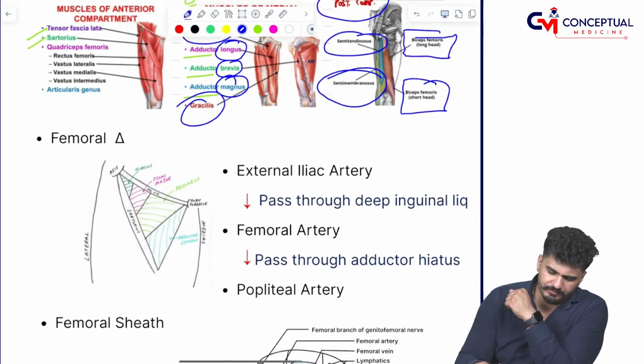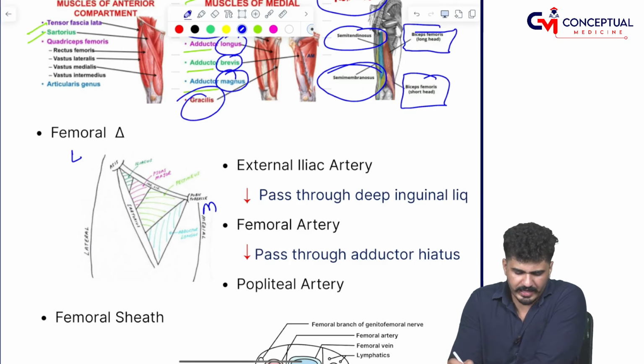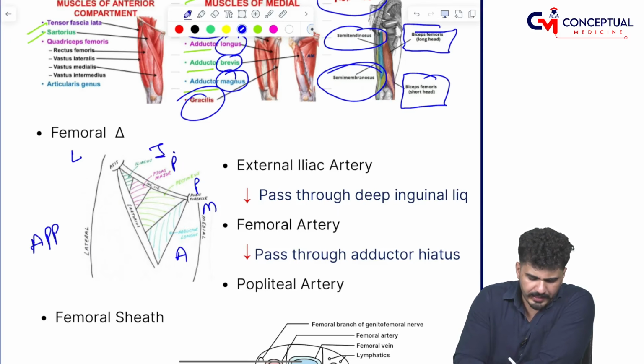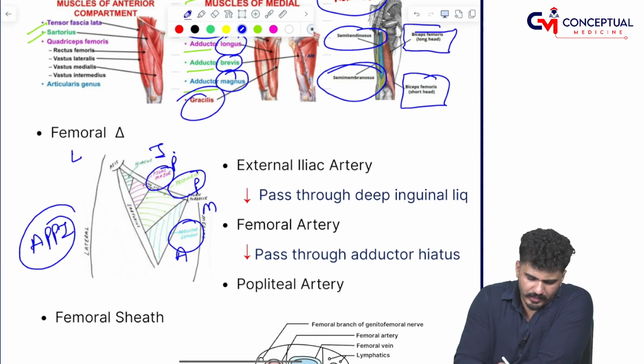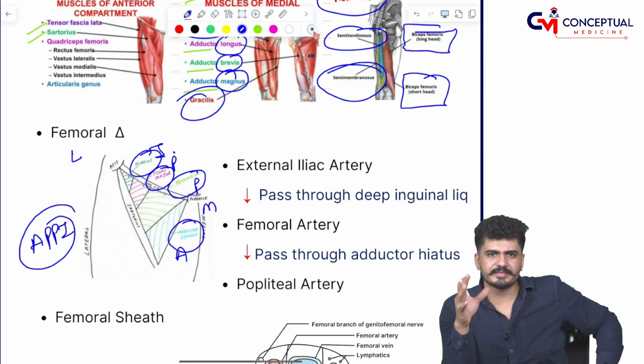Now let's talk about the femoral triangle. For the femoral triangle, we are starting from the structures from the medial side to the lateral side, my dear friends. The mnemonic is APPI. A stands for adductor longus, pectineus, psoas major and iliacus. This question was once asked in the exam.